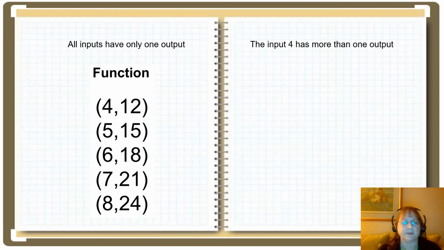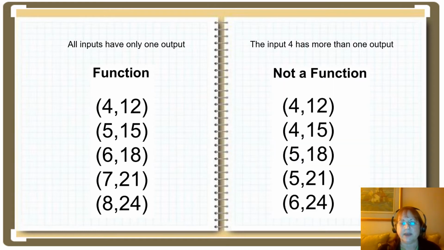Again, here are some examples of functions and non-functions. This set of ordered pairs is the first example of a way of modeling a function. Again, every input is unique. We have an input of 4, 5, 6, 7, and 8. There are no repeats there. However, we can have a relation that's not a function, and we have some repeating inputs. The input of 4 has an output of 12. The input of 4 also has an output of 15, which makes this not a function.